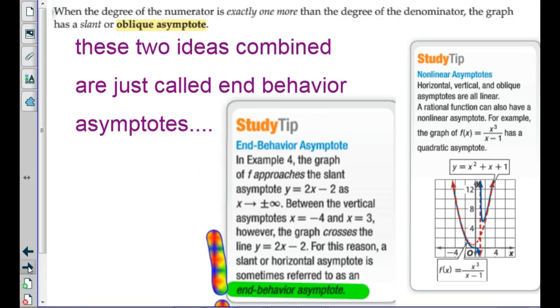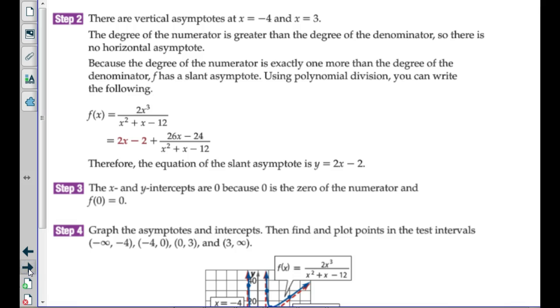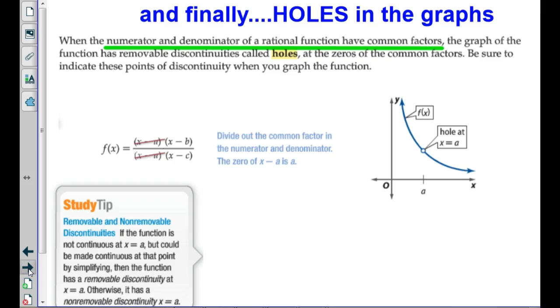All right. When you have no horizontal asymptote, you are going to now be required to find that end behavior by division, and it's going to be called end behavior or an oblique asymptote, just so when you hear that phrase. I am going to skip so I can talk about holes just a little bit.